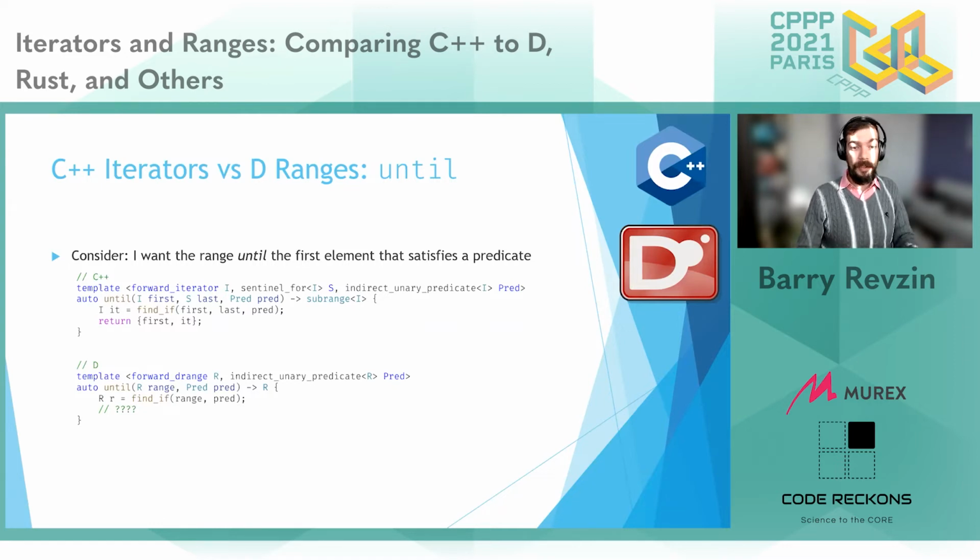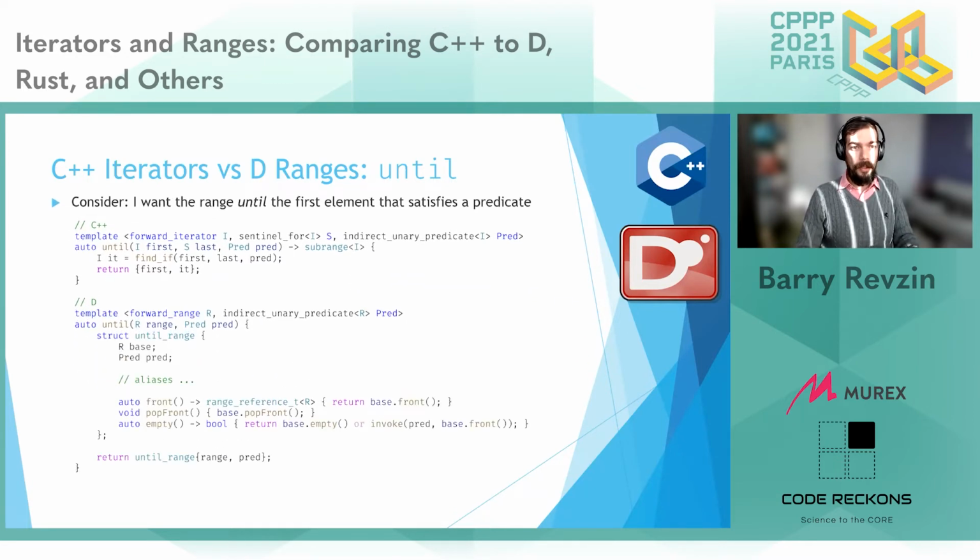However, as I've already demonstrated, it's easy to write range adapters in D. So I could start by writing an until range as an adapter, where front and popFront simply defer to the underlying range, and empty checks either the underlying range is empty or I finally found an element that satisfies the predicate. So that's our terminating condition. And so here is an implementation of until that returns an adapter. And this does the right thing. This does give us the same elements that we want, but the C++ algorithm is eager while the D one is lazy. So it's a little bit different.